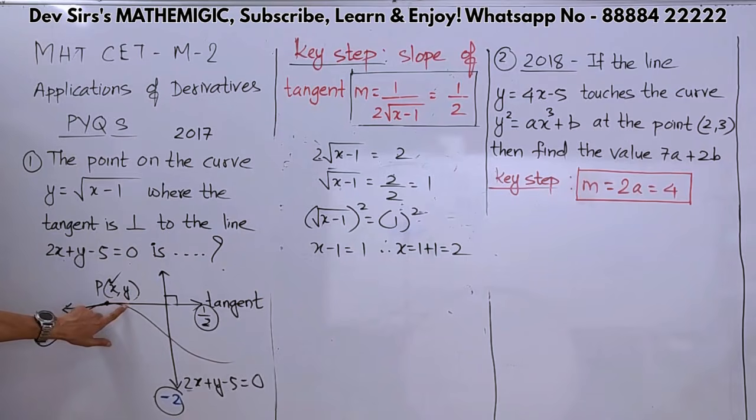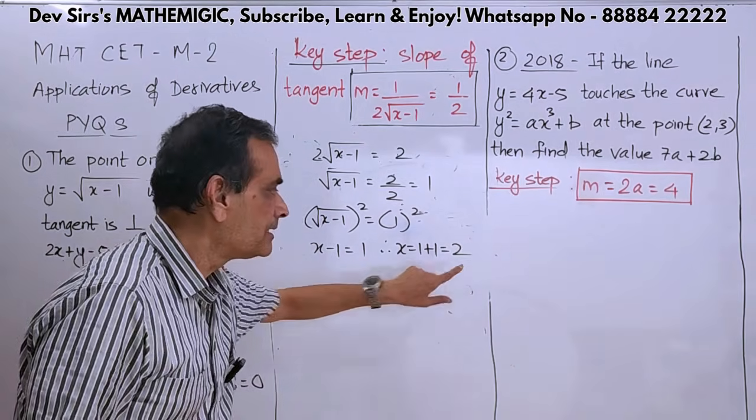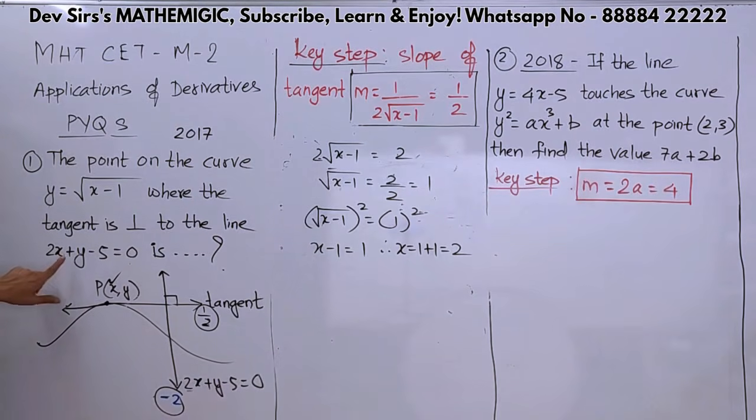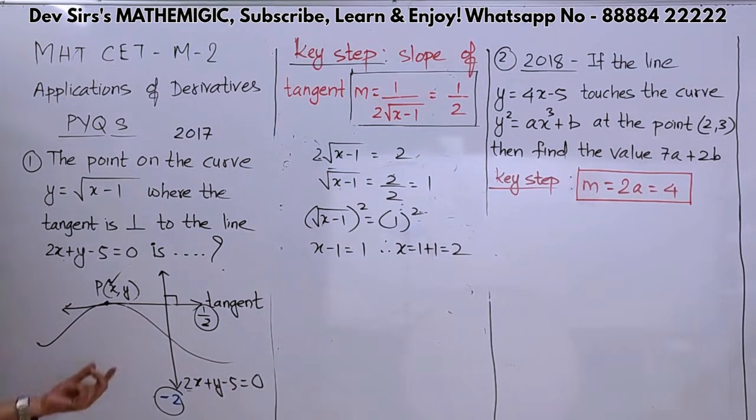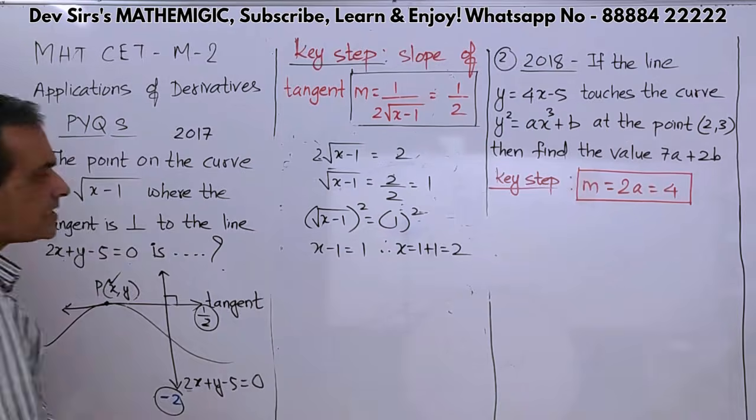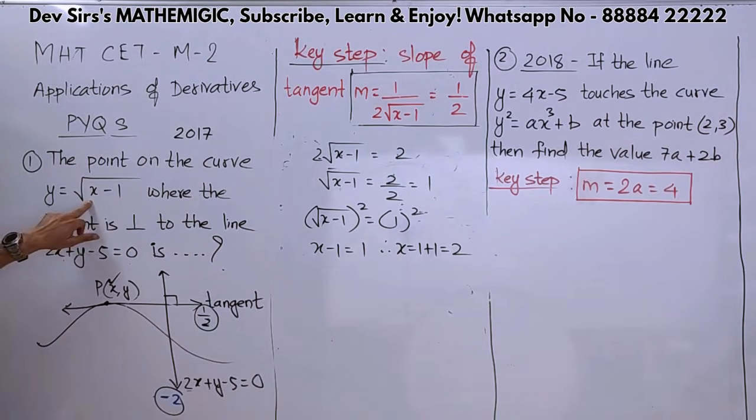How do you find y? Put the value of x in this equation. Because the point P(x, y), the point lies on the tangent and we have the slope of the tangent also. Okay. So naturally the point satisfies the equation of the tangent. Or what you can do is you can put x equal to 2 in this equation also. You will straight away get the answer. Okay. So put x equal to 2.